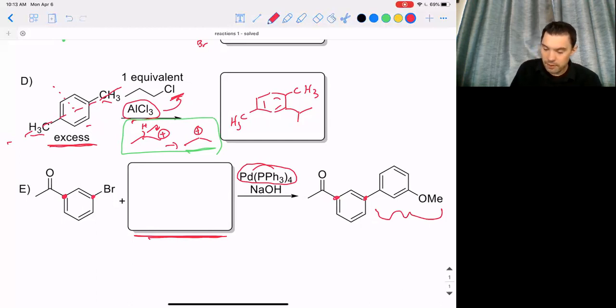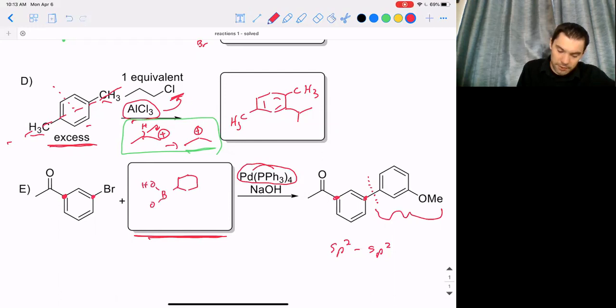And that's convenient because the bond we have to make here is an sp2-sp2 carbon-carbon bond. And those are exactly the ones that we like to put together with cross-coupling reactions. And the most common cross-coupling reaction here is going to be the Suzuki cross-coupling. And so we can go ahead and put in our boronic acid over on this side.